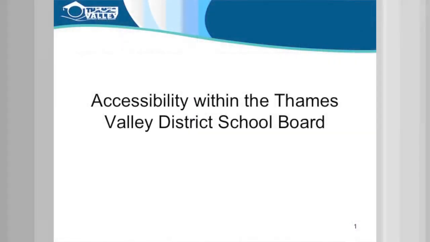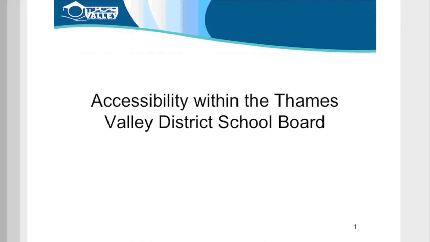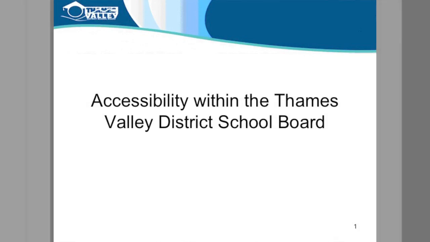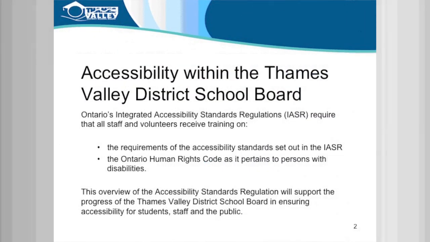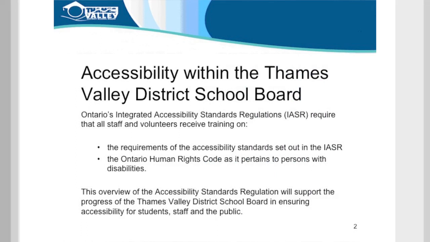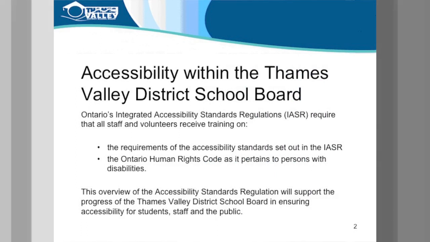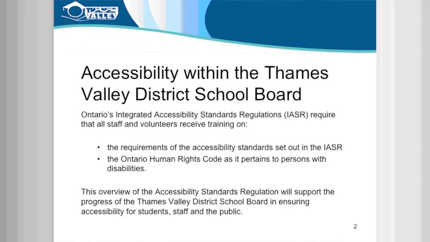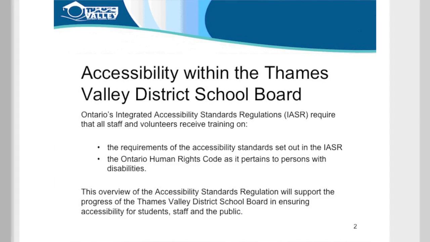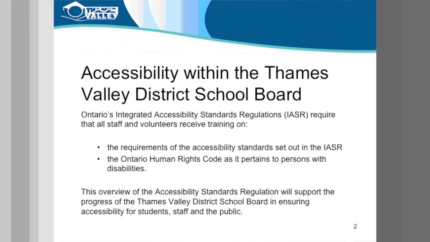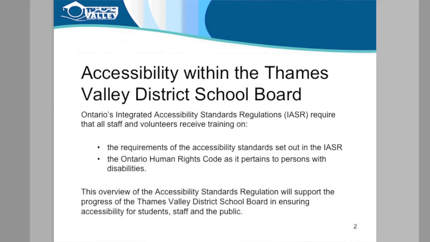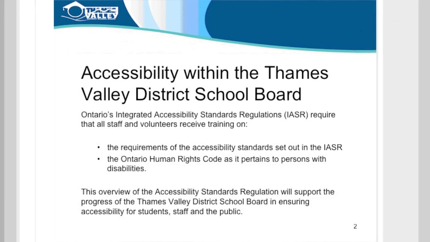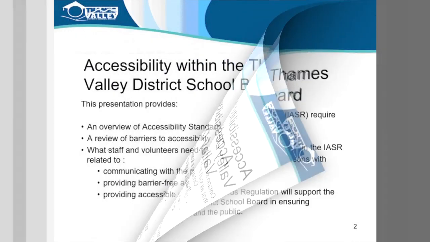The following presentation provides information about legislated requirements of the Accessibility for Ontarians with Disability Act and its implications for school boards. Ontario's Integrated Accessibility Standards Regulations, IASR, require that all staff and volunteers receive training on the requirements of the accessibility standards set out in the IASR and the Ontario Human Rights Code as it pertains to persons with disabilities. This overview of the Accessibility Standards Regulation will support the progress of the Thames Valley District School Board in ensuring accessibility for students, staff, and the public.